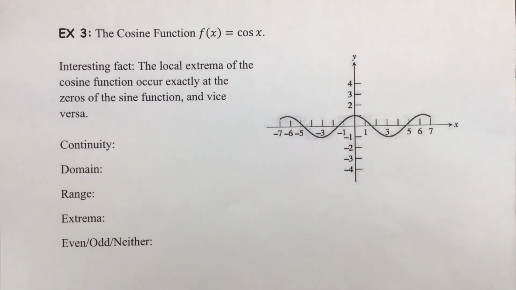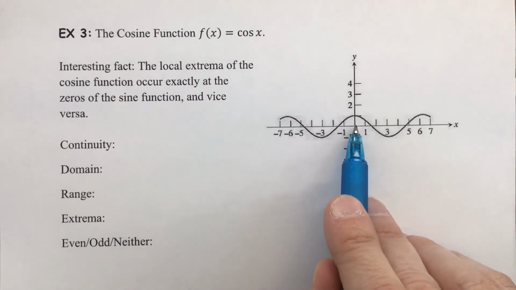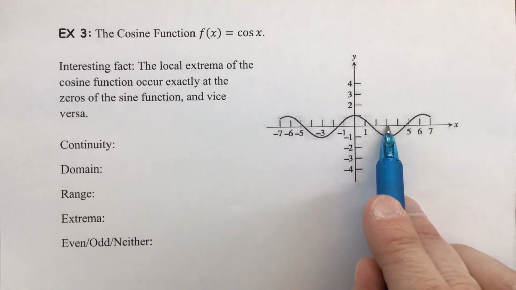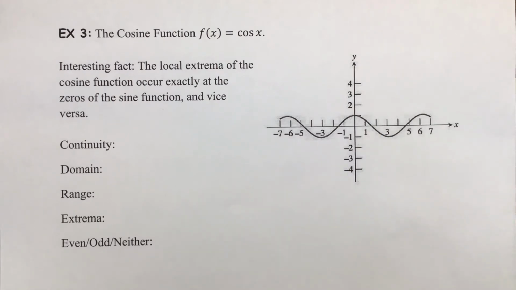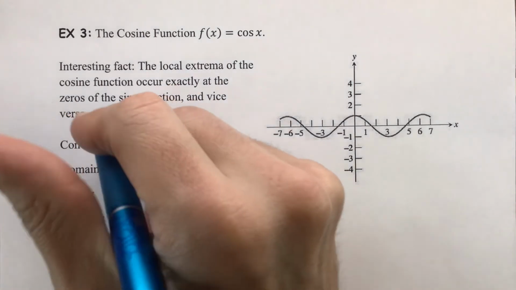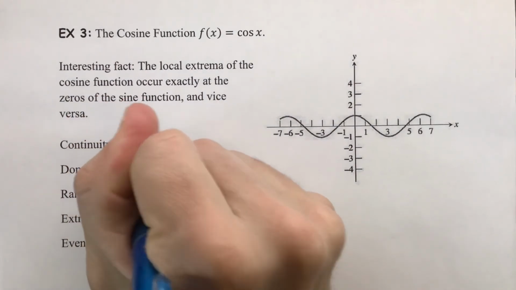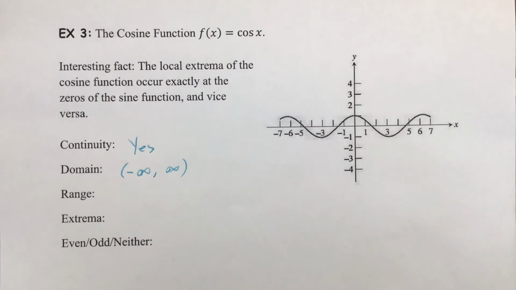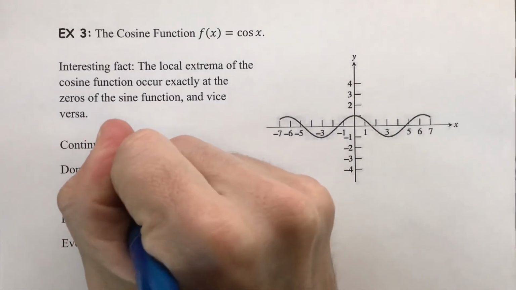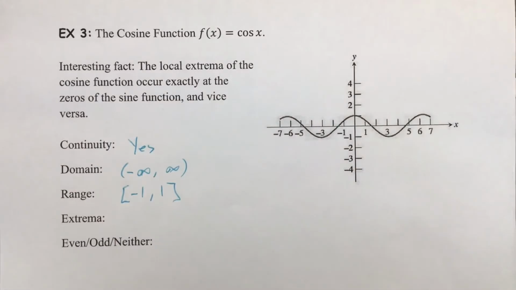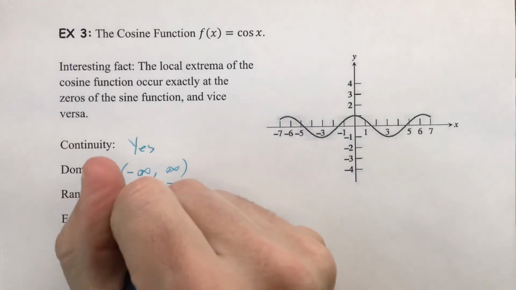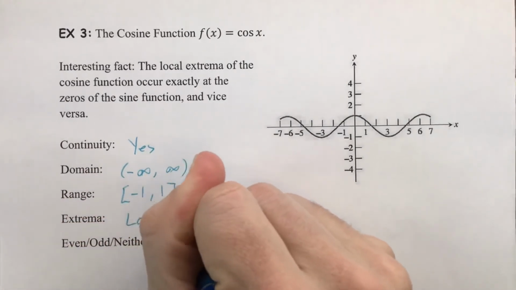So it's the same thing as the sine function, just everything is shifted over 1/4 of a period. And what the interesting fact is telling us is that the extrema in the cosine function, the high points, are actually going to be intercepts of the sine function. The low points will also be intercepts of the sine function. So you could go back and do a comparison of the two graphs if you want. Does it have continuity? Yes. The domain is going to be all real numbers. The range is also going to be bounded -1 to 1, including -1 and 1. Extrema, we do have a lot of local extrema. Local max at 1.